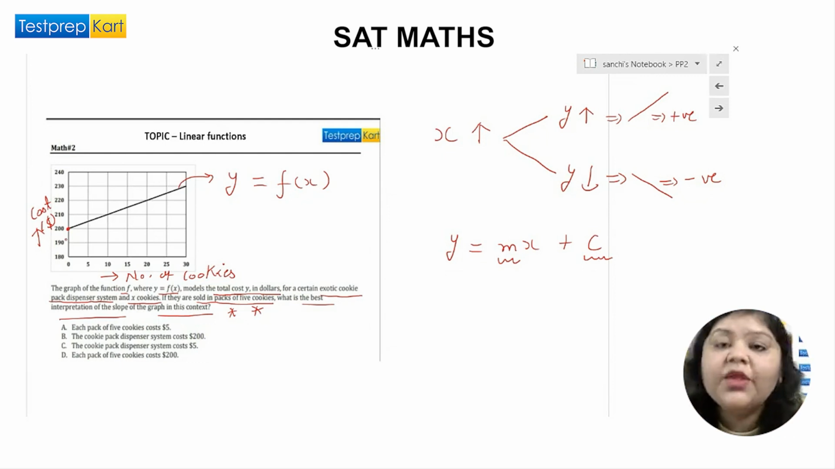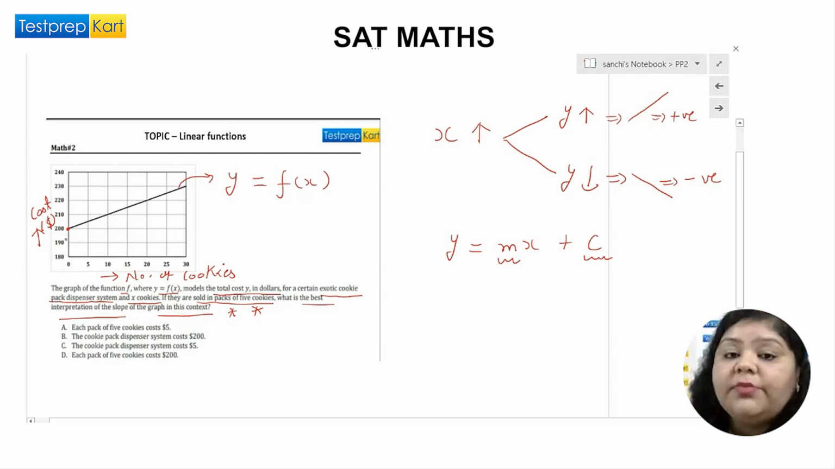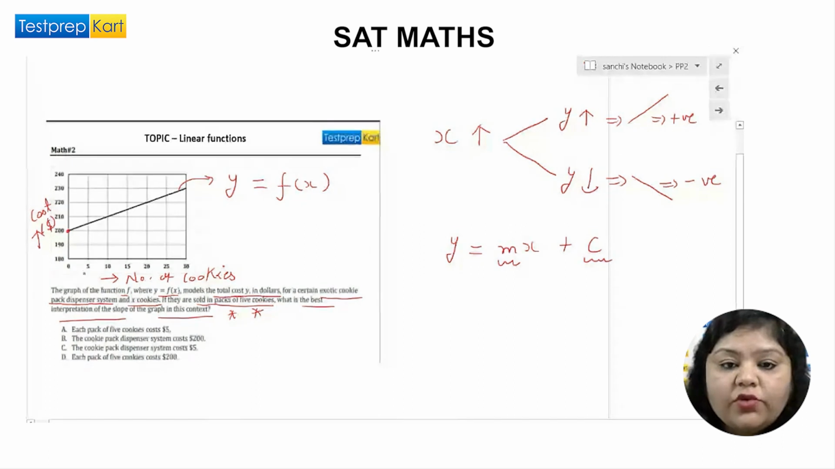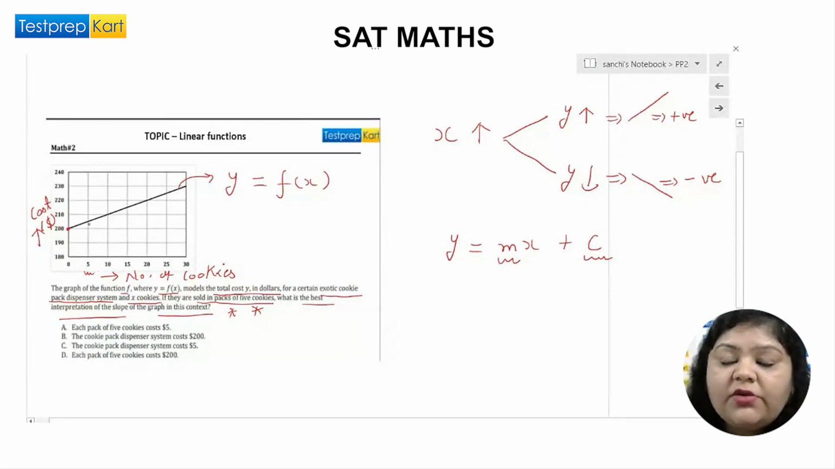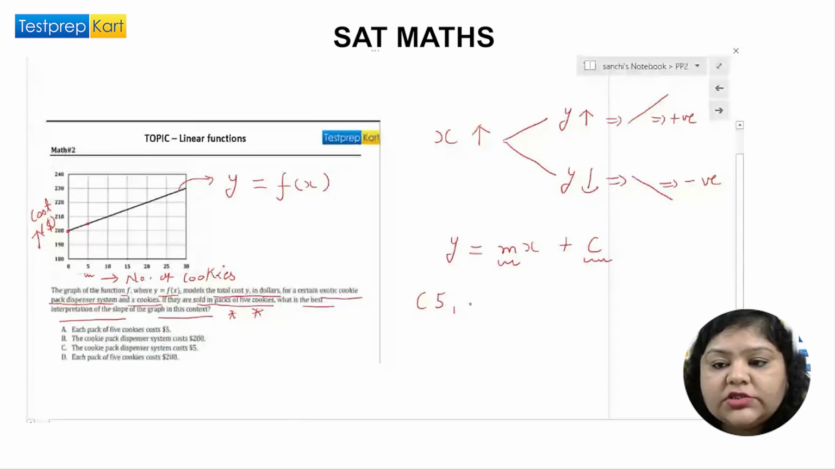Okay, but here our question is asking for the interpretation of slope. Now, how to conclude that? See, when I have 5 cookies, what is the value of y? That means what is the cost of having those 5 cookies? If I mark this point, can't I say this is in between 200 to 210? That means for 5 cookies, the cost is $205.